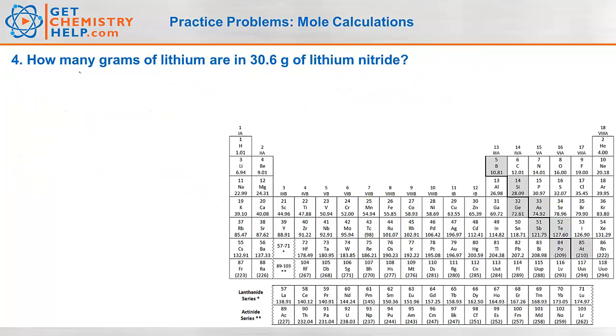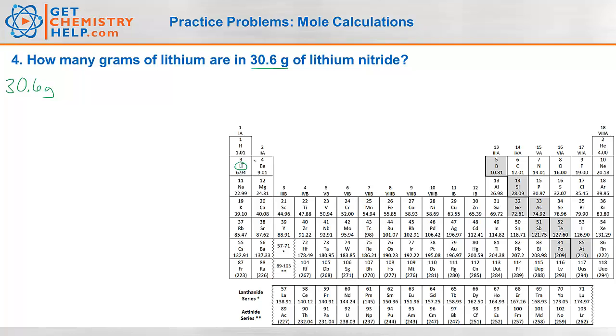Number 4, how many grams of lithium are in 30.6 grams of lithium nitride? Okay, so I've already noticed a couple of things. I have grams, which means I'm going to have to use molar mass. I've got lithium and lithium nitride. Those are 2 different substances, so I'm going to have to use the mole ratio to relate them. So let's start with what I have. 30.6 grams lithium nitride.